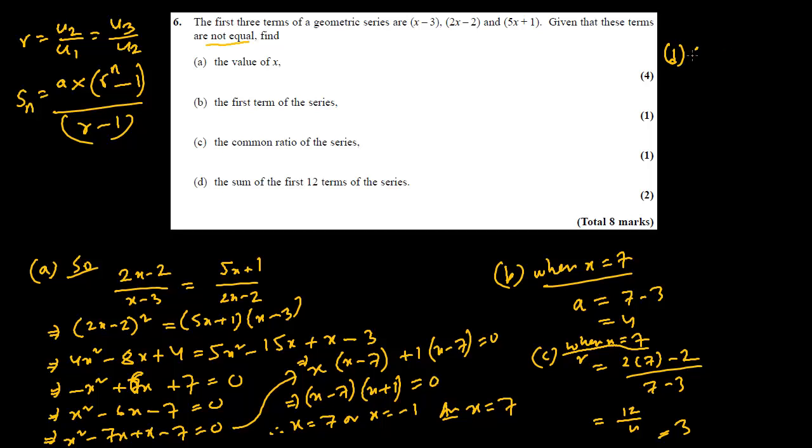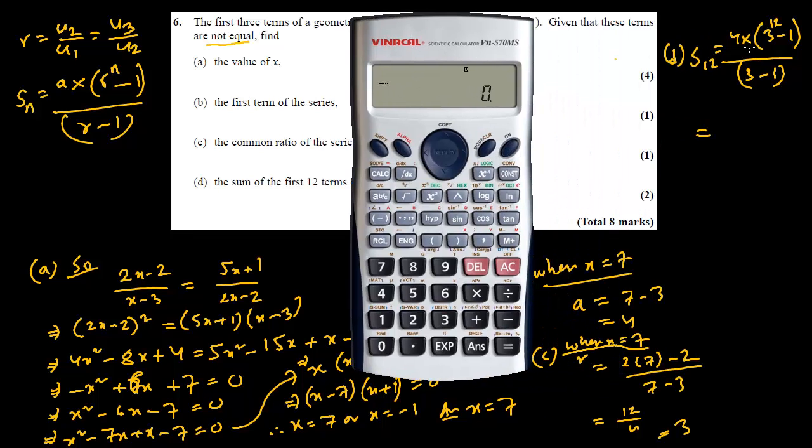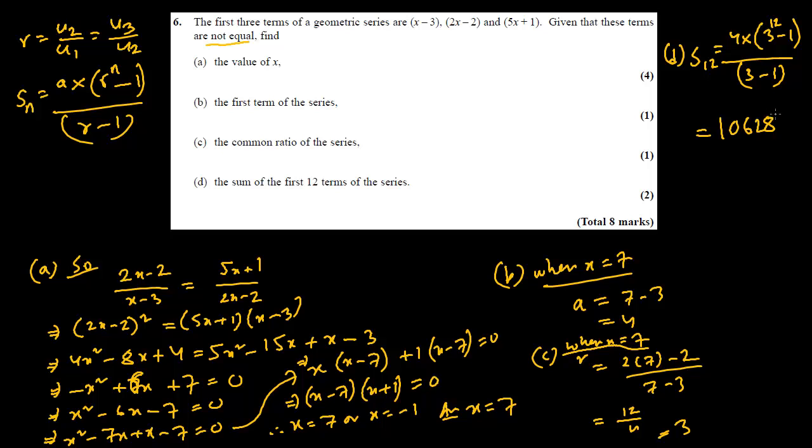So let's find out. Number D. So S12 would be a, which is 4, into 3 to the power 12 minus 1 divided by 3 minus 1. So let's do the calculation. Let's do the innermost bracket first. So 3 to the power 12 is this, minus 1 is this, multiplied by 4 is this, divided by 2. So 1,062,880, and that is the sum of the first 12 terms.